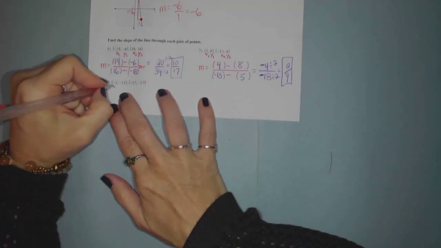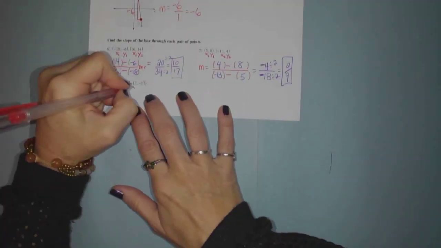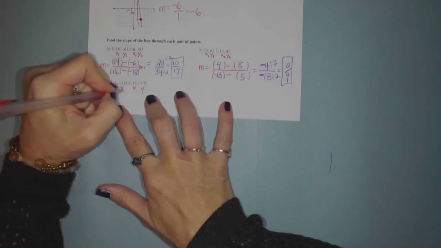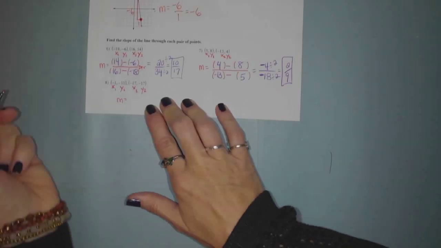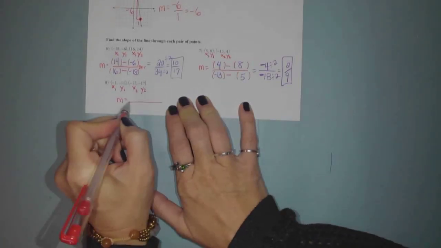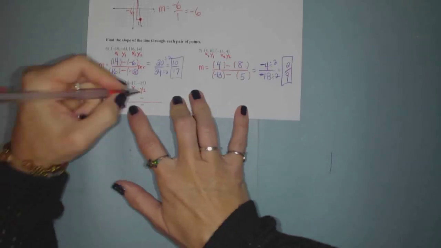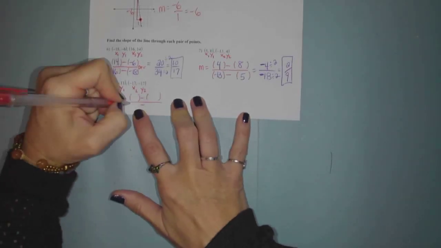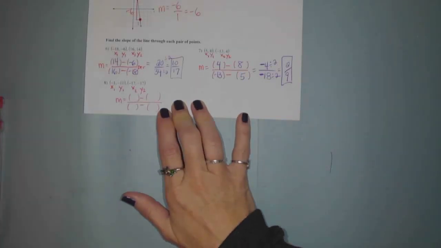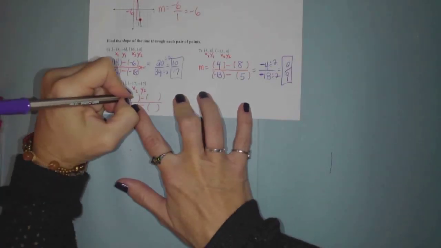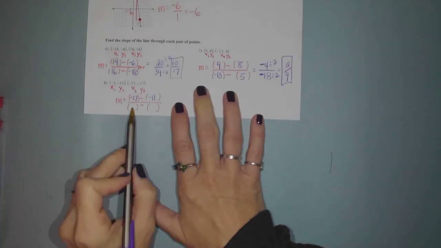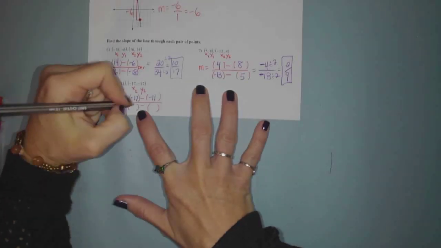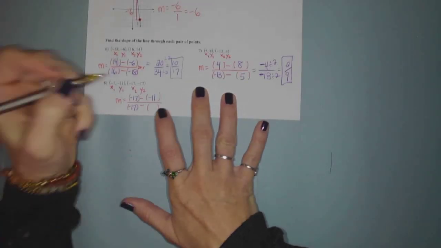And our last one. Okay. X, Y, X, Y. First set, second set. Okay. M equals fraction bar, minus, minus. Okay, here we go. Y2, negative 17. Y1, boom, negative 11. X sub 2, negative 17. X sub 1, negative 1.